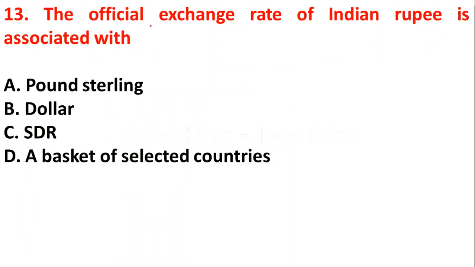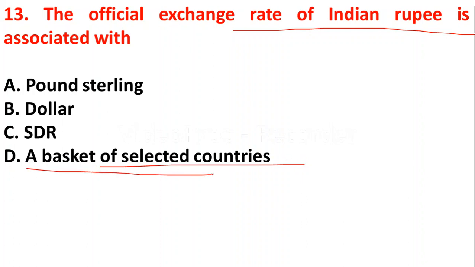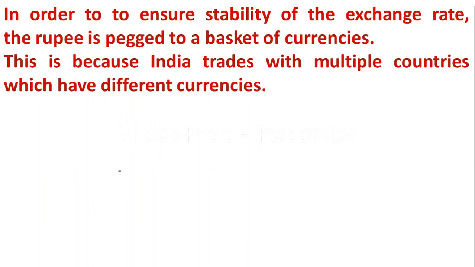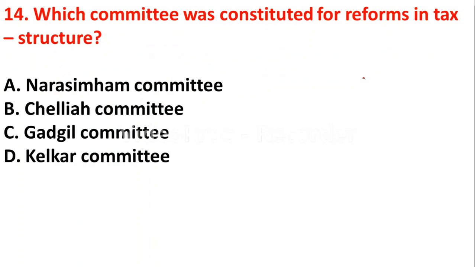Question number 13. The official exchange rate of Indian rupee is associated with option A, pound sterling, option B, dollar, option C, SDR, option D, a basket of selected countries. So here the official exchange rate of the Indian rupee is associated with a basket of selected countries. Option D is the correct answer. In order to ensure stability of the exchange rate, the rupee is pegged to a basket of currencies. This is because India trades with many countries.